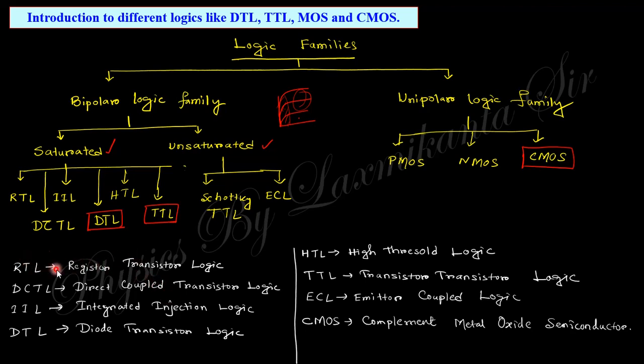The full forms are written here. RTL means resistor transistor logic. DCTL, direct coupled transistor logic. IIL, integrated injection logic. DTL, diode transistor logic. HTL, high threshold logic. TTL, transistor transistor logic. ECL, emitter coupled logic, and CMOS, complementary metal oxide semiconductor. So we will discuss our syllabus portion.